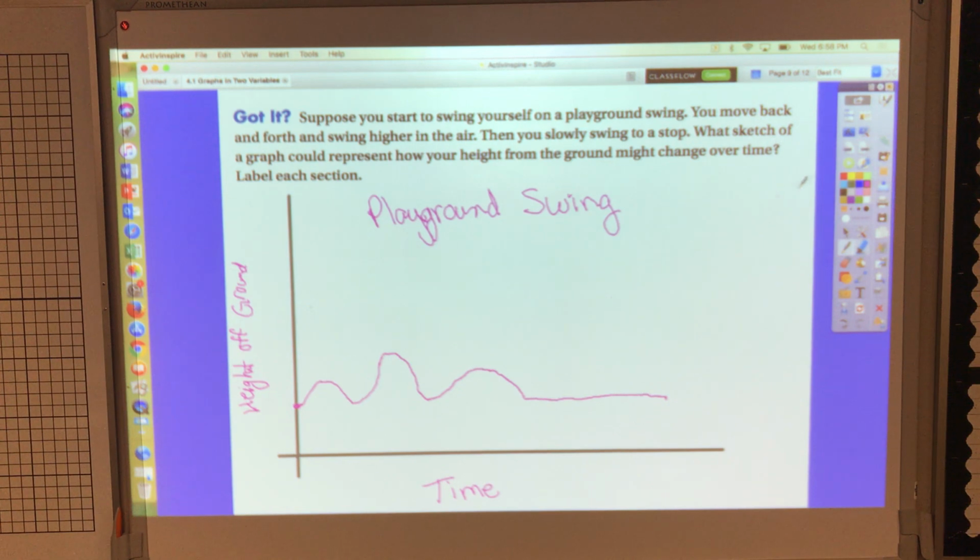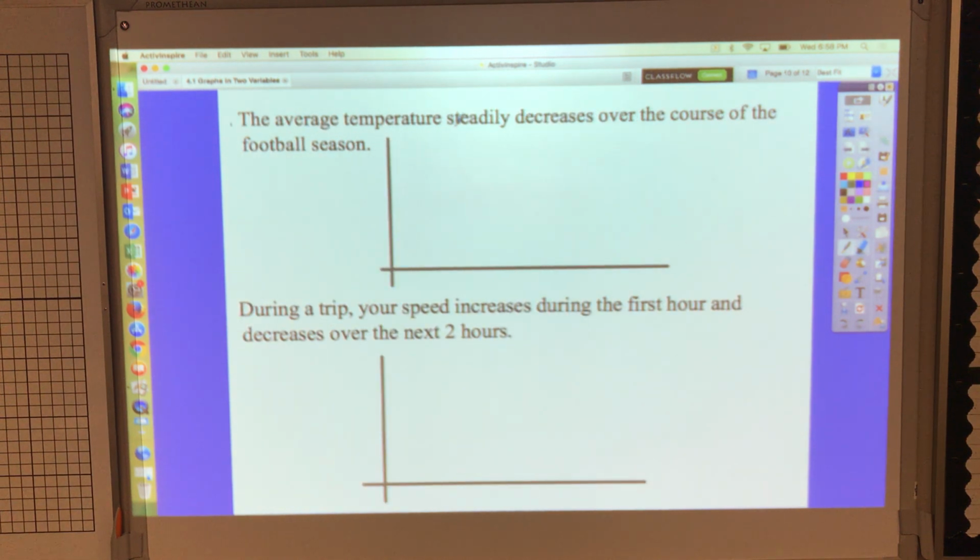So let's look at a couple more of those. This one's talking about the average temperature steadily decreases over the course of a football season. So our title is the football season. And we're talking about temperature over the course of the season, so maybe we want to say time, or you could say length of season, but here we're talking about the temperature. Now this will obviously vary depending on where you're living, but since we live in North Dakota, let's start with North Dakota.